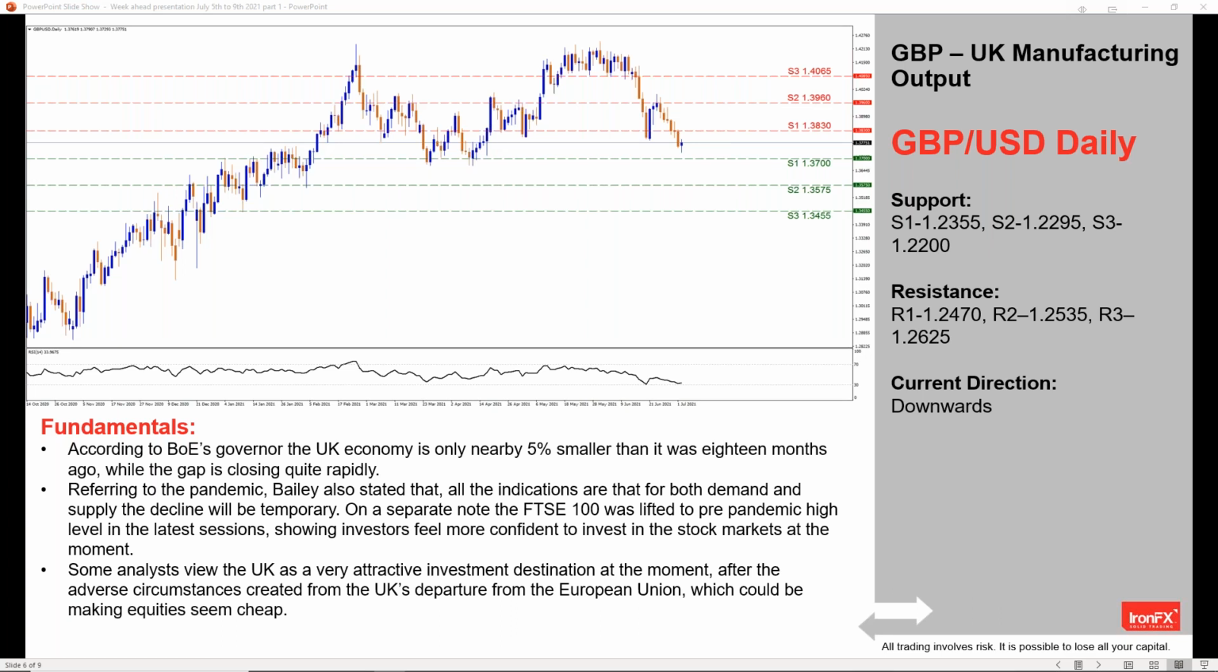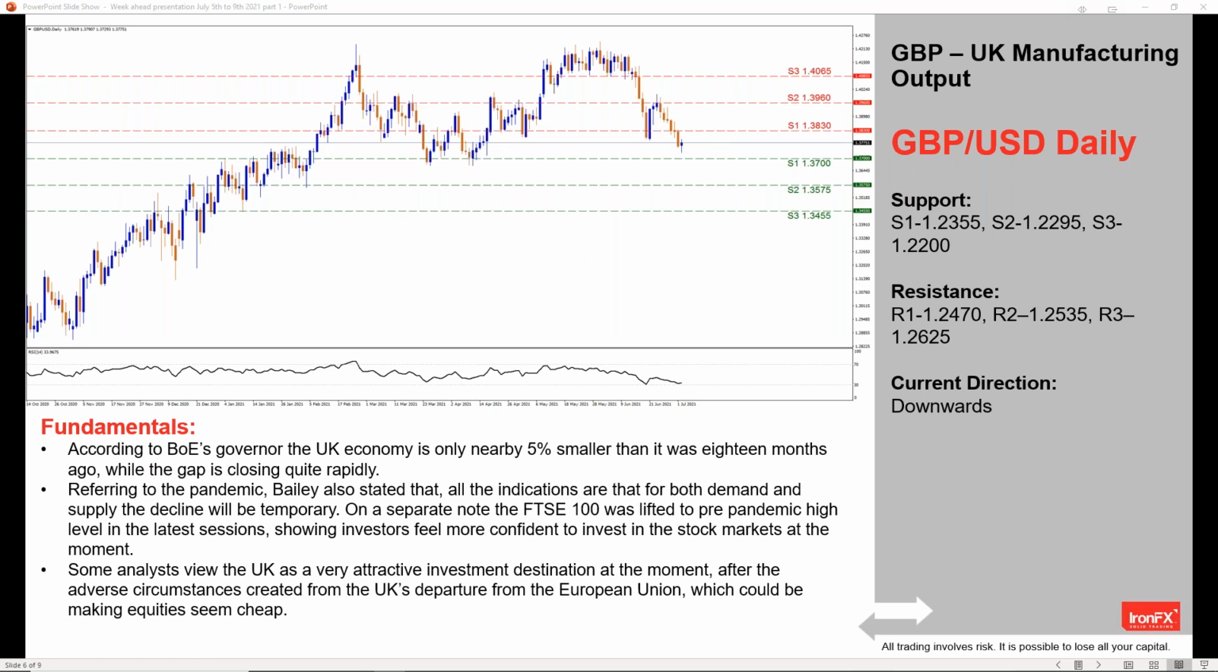According to BOE's governor, the UK economy is only nearby 5% smaller than what it was 18 months ago, while the gap is closing quite rapidly, referring to the pandemic. Bailey also stated that all the indications are that for both demand and supply, the decline will be temporary. On a separate note, the FTSE 100 was lifted to a pre-pandemic high level in the latest sessions, showing investors feel more confident to invest in the stock markets at the moment.